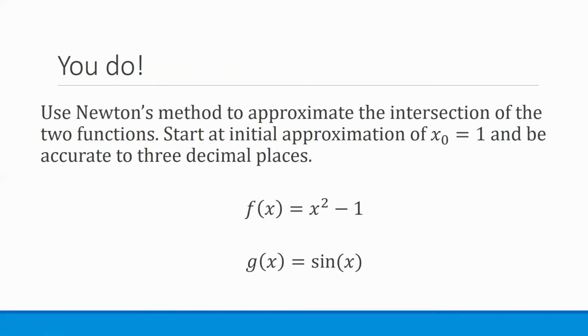I'd like you to try this. Let's find the intersection of these 2 functions, and let's use x sub 0 equals 1 as our starting point. Let's try to be accurate within 3 decimal places. So that means you can round your numbers to 4.